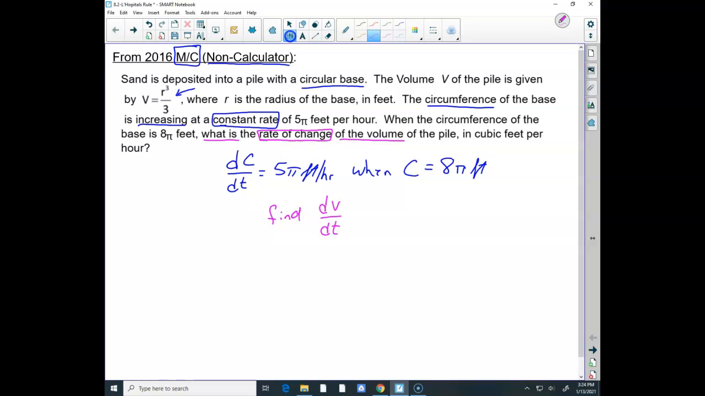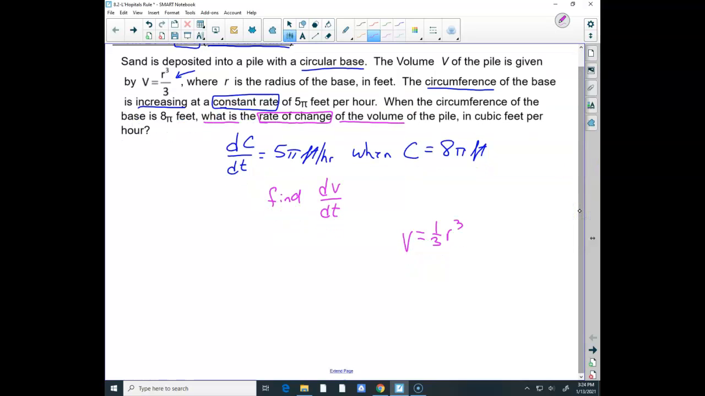Find dV/dt when the circumference is changing and I have a particular circumference, well, what do I know? I know the volume of my pile is going to be 1/3 pi r cubed. Okay? I know that's the volume of my pile. What else do I know? I also know if I take the derivative of this, I'm going to have a dV/dt and a dr/dt, and I know nothing about dV/dt. That's what I'm trying to find, and I know nothing about dr/dt.